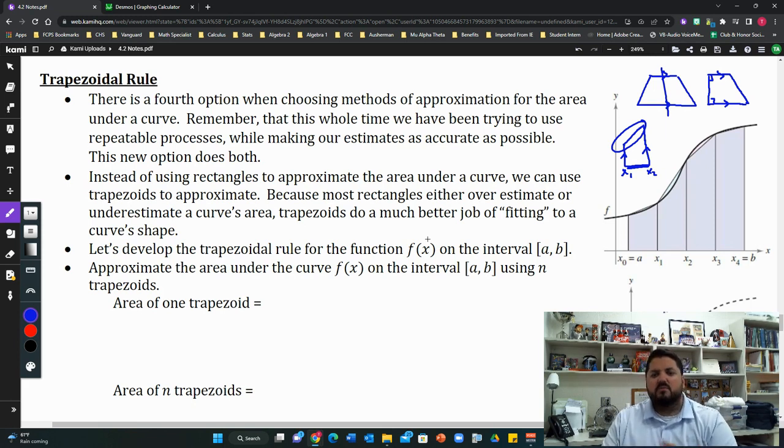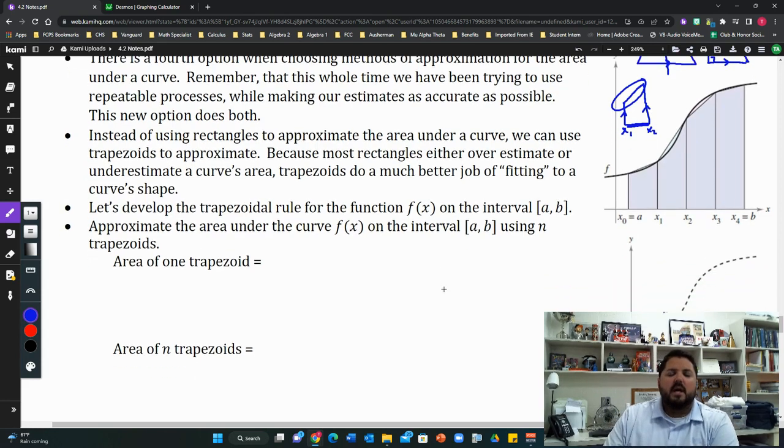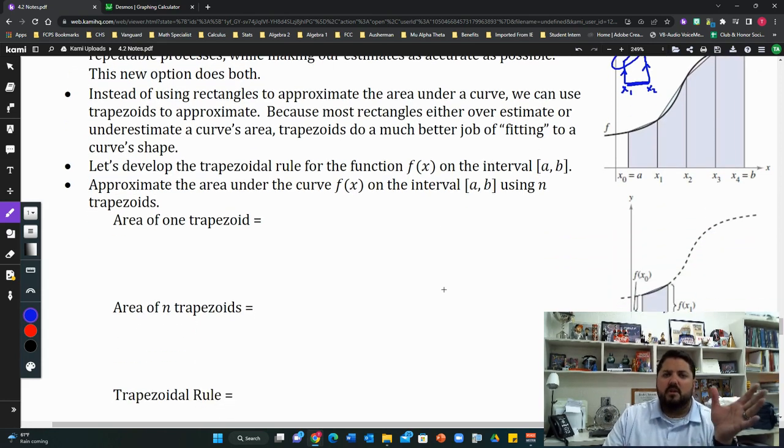So the way this works, just to do a little bit of review, it's the same process as what we did before as far as taking the whole interval and breaking it up into chunks. So we still have subintervals, which is dependent upon how big the whole interval is and then how many subintervals we have.